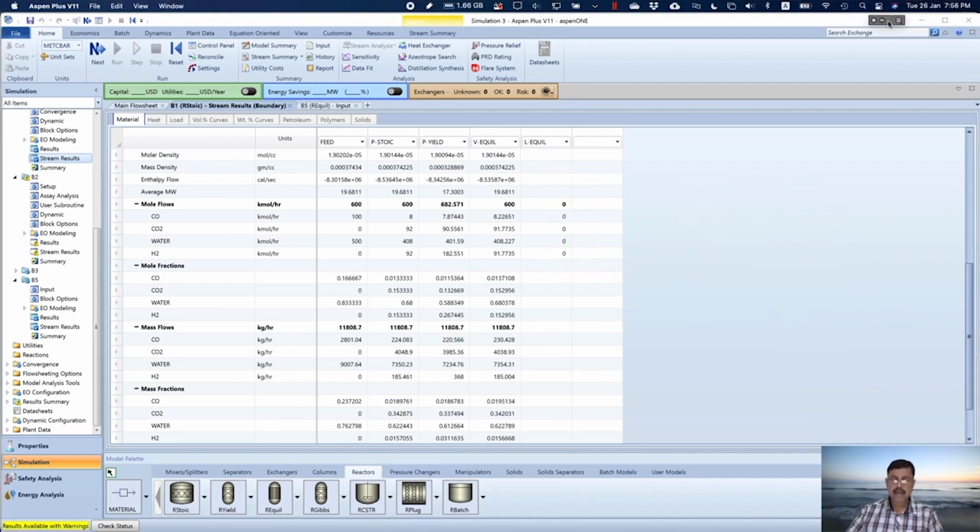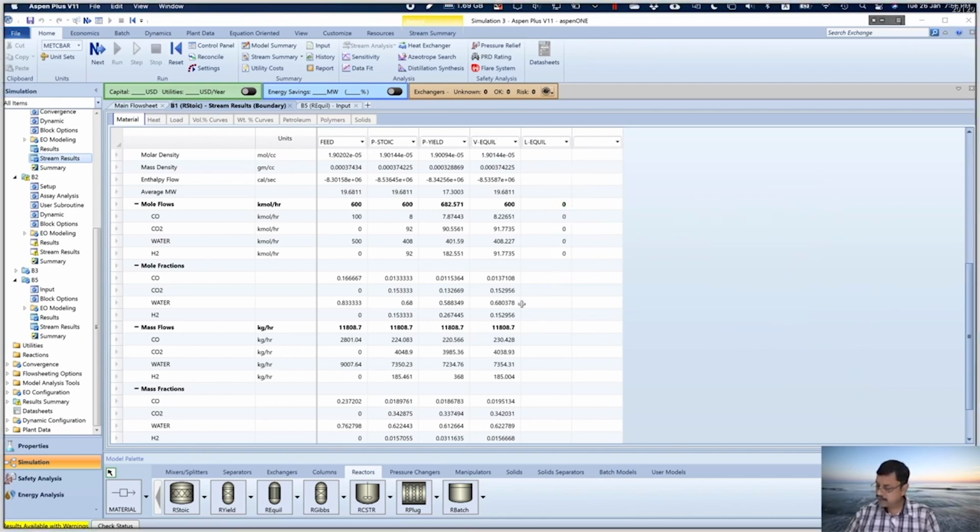So that is obvious. Now in vapor phase, if we see, the mole fraction of carbon dioxide is 0.159256, whereas with stoichiometric reactor it is 0.153333. The mass fraction of carbon dioxide calculated by the R equal block is 0.342031, whereas calculated by stoichiometric reactor it is 0.342875, and that is using 253 degrees centigrade temperature approach.